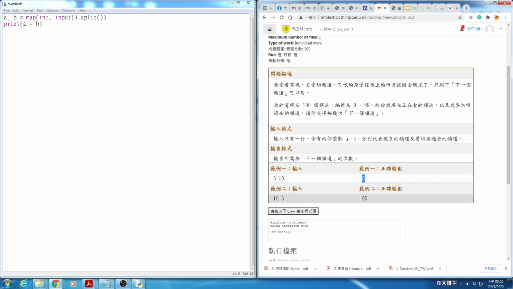However, if I'm watching channel 10 and I would like to switch to channel 5, I have to push the button to switch from 10 to 11, 12, 13, 14, all the way to 99, and then 0, 1, 2, 3, 4, 5. Then we get to channel 5, right? So how many times do we have to push the button? 95. How do you get this number?